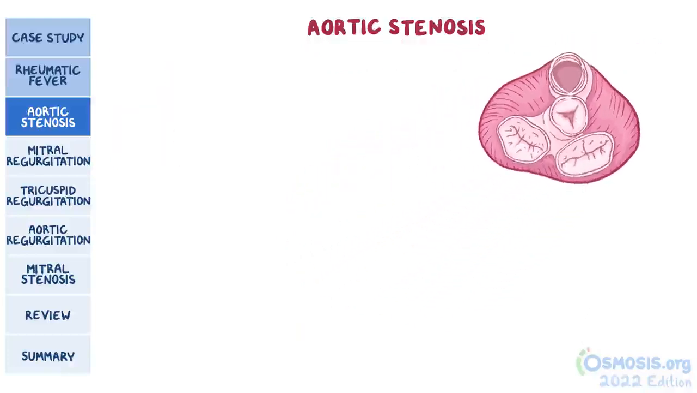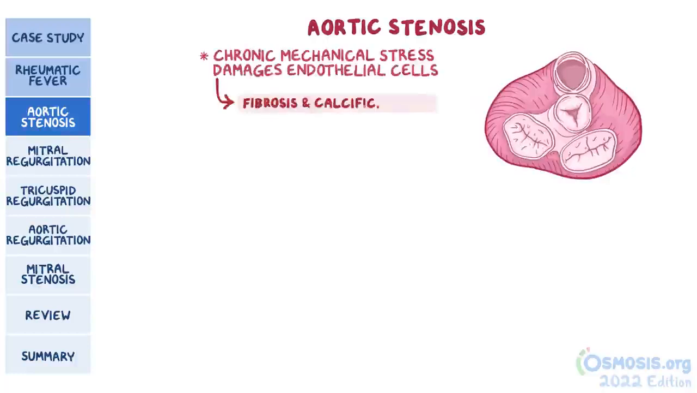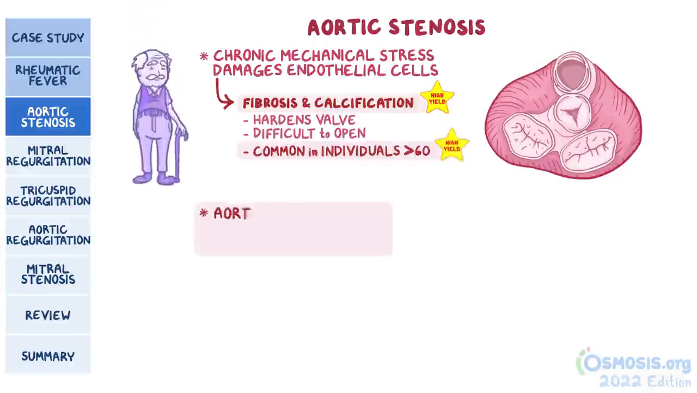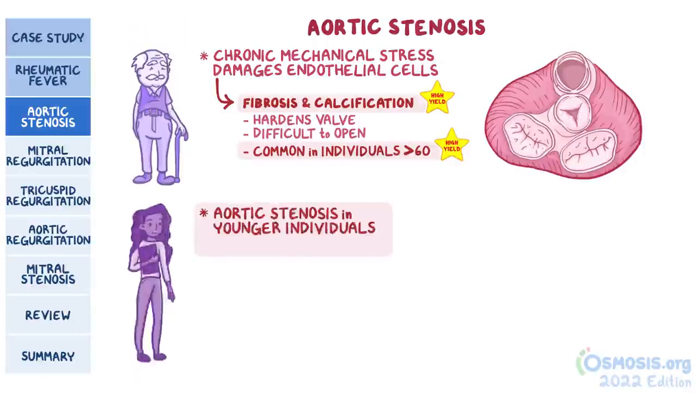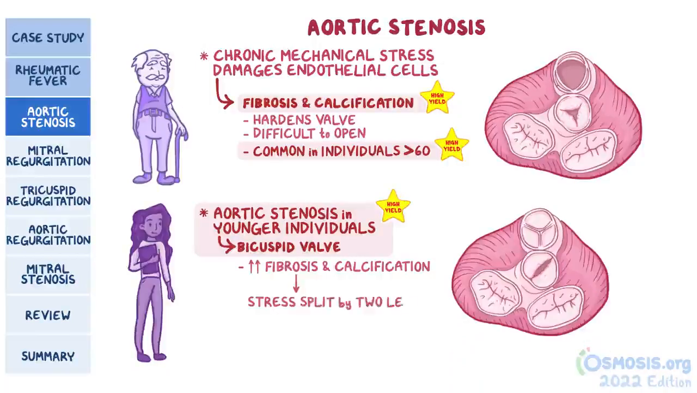Aortic stenosis is usually caused by chronic mechanical stress that damages endothelial cells around the valves, causing fibrosis and calcification, which hardens the valve and makes it more difficult to open completely. This type usually shows up in late adulthood, so for your exams, remember that this is more common in individuals over 60 years old. Now, if there's aortic stenosis in a younger individual, the cause could be due to a bicuspid valve. These abnormal valves are more at risk of fibrosis and calcification since the mechanical stress is now being split by just 2 leaflets.